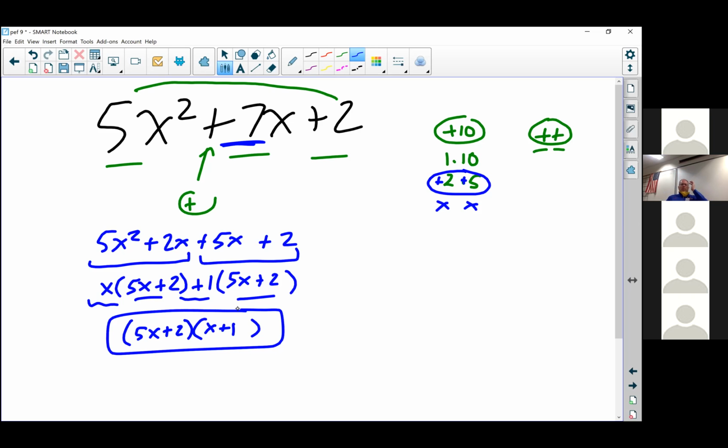Okay, so same exact routine that we're going through. You have to realize it's okay to figure out what times what gives us the first and last multiplied together. That's what we're looking for. And then only one combination of those, if it factors, will work.